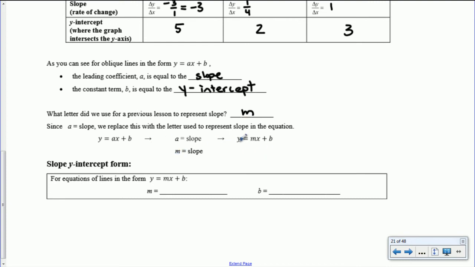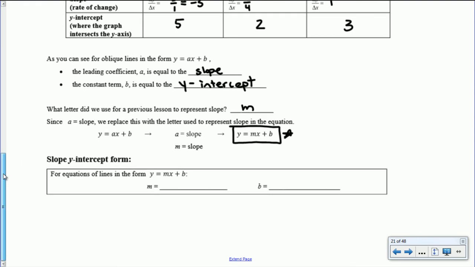So this is typical. That's the preferred format that we use for equations of lines. This is called the slope y-intercept form, and it's pretty useful in some situations. If you know the slope and the y-intercept just by looking at the graph, you can get the equation pretty quickly. So m is the slope and b is the y-intercept.